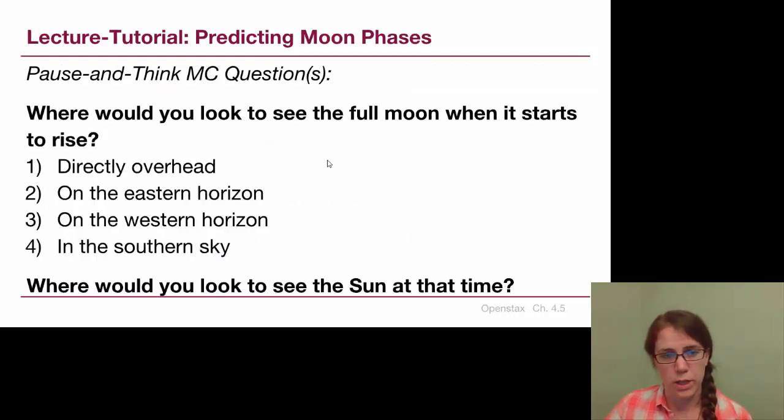Okay, so a question for us. We want to not only think about the order of phases, but also be able to think about what time of day they're rising and setting and what time of day they're high in the sky. So let's think about this question here. We'll pause once I finish reading the question out. Where would we look to see the full moon when it starts to rise?